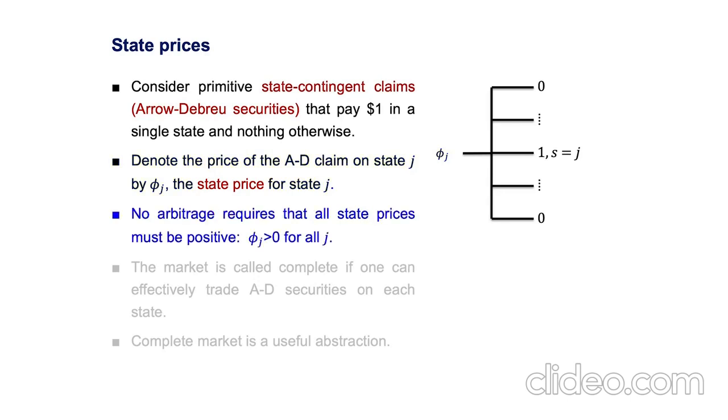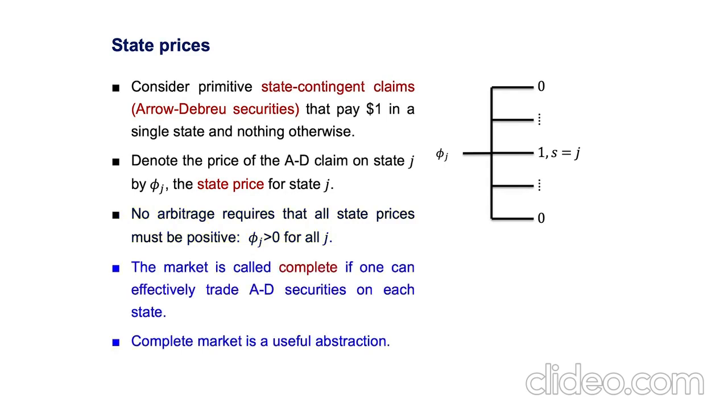No arbitrage requires that all state prices are positive. A security that pays off a positive amount, at least in one future state, must have a positive price today. Otherwise, we can construct an arbitrage. Since there are a total of n states, there are also n different Arrow-Debreu securities. A financial market is called complete if all the n Arrow-Debreu securities are traded in the market.